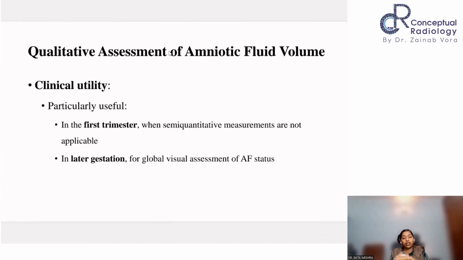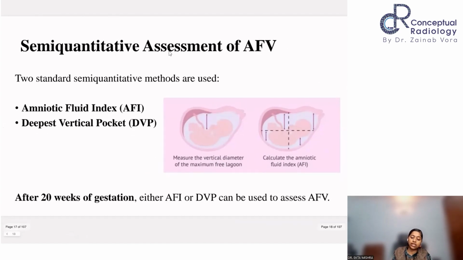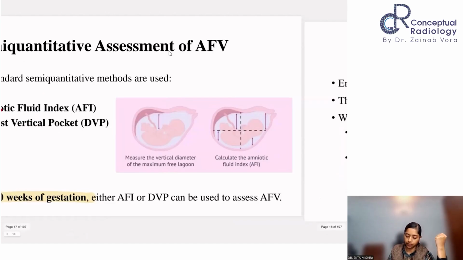It's very important in early trimester where semi-quantitative measurements don't work and are not applicable, and in later gestation when you just want a global visual assessment. The semi-quantitative methods include amniotic fluid index and the deepest vertical pocket. It's very important. You should know both of them, how they are done. And after 20 weeks of gestation, either of these methods can be used to assess the amniotic fluid volume.